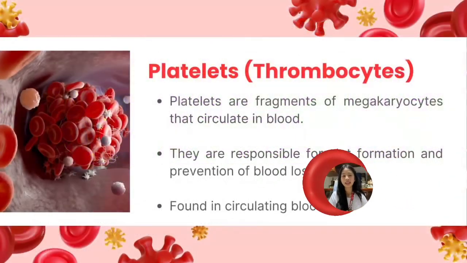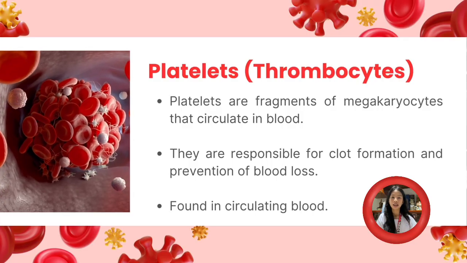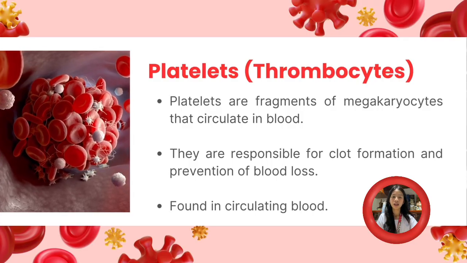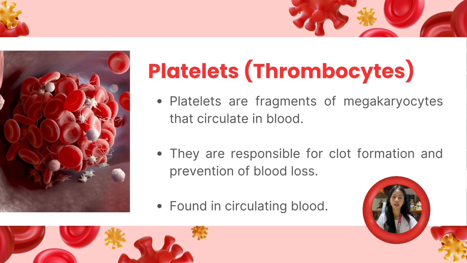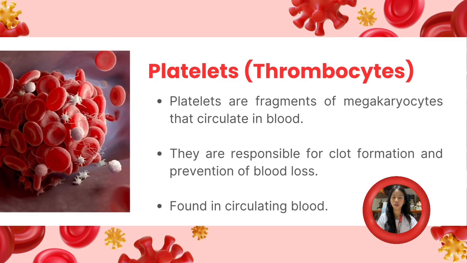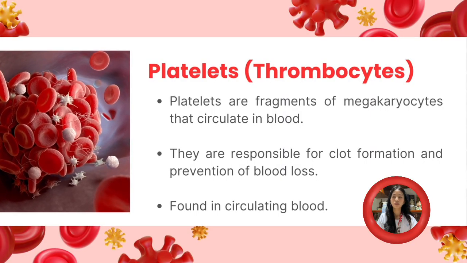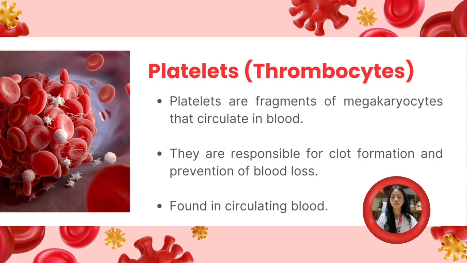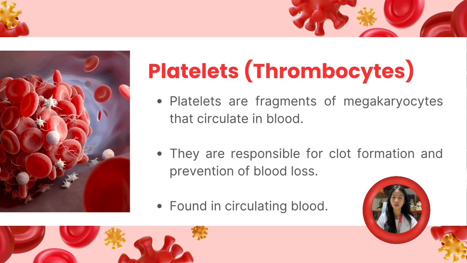Fourth, we have the platelets or the thrombocytes. Platelets are fragments of megakaryocytes that circulate in blood. They are responsible for clot formation and prevention of blood loss. They are found in circulating blood. Platelets act like emergency responders. For example, if you get a small wound, platelets gather quickly to form a clot and stop bleeding.